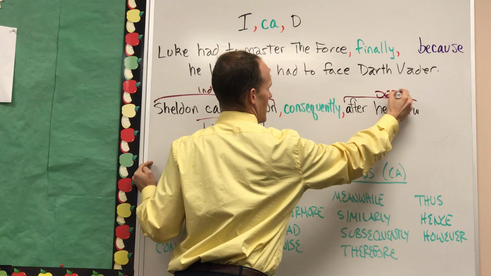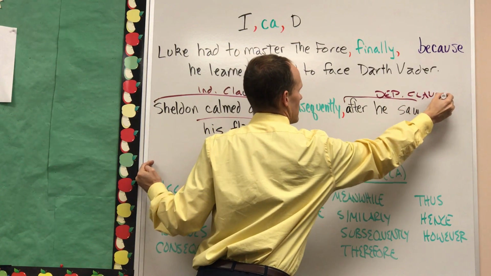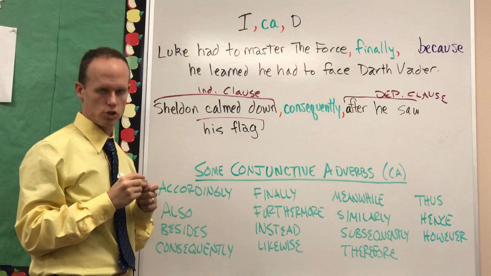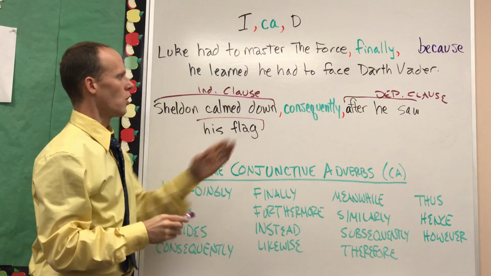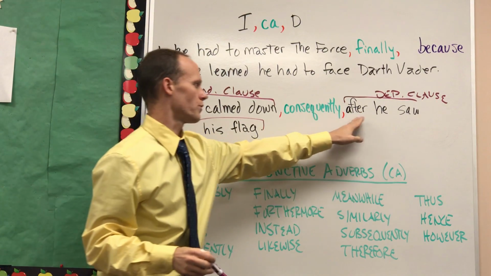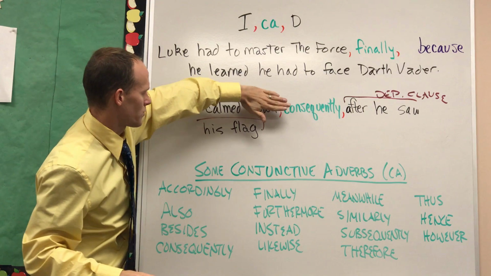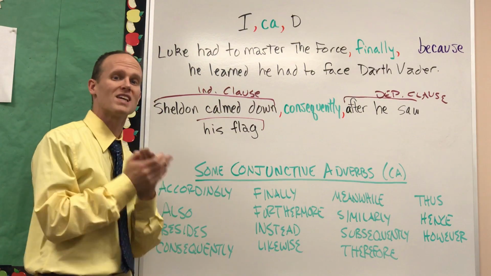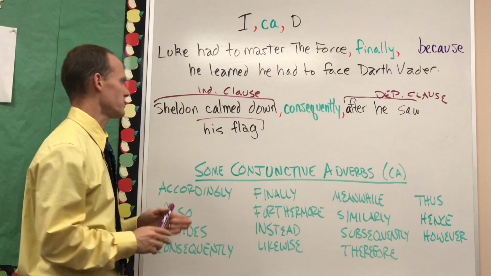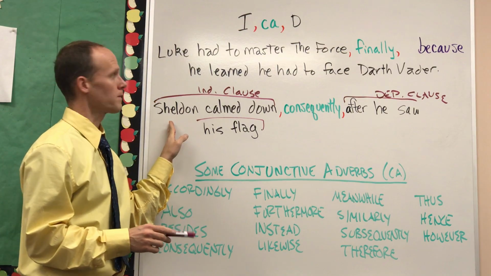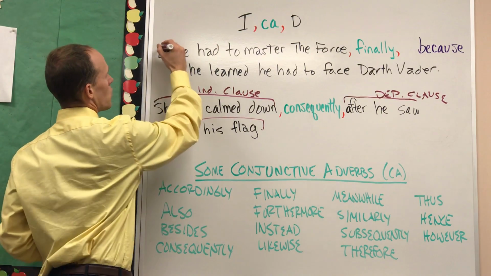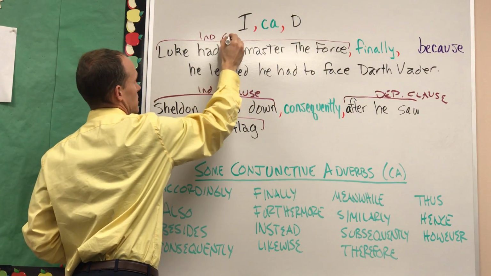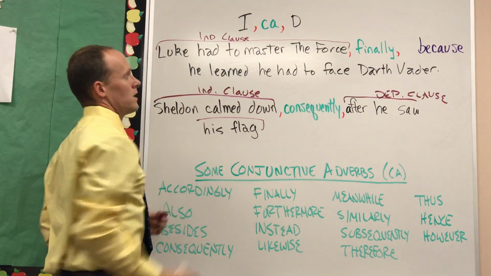And then after this, I have after he saw his flag. This is my dependent clause. It is beginning with after, which is one of those subordinating conjunctions. Okay, so it cannot stand on its own. If I just had covered this up and I said after he saw his flag, it cannot stand on its own. Well, what happened? It's missing a subject. The subject of the sentence is Sheldon, okay? Just like Luke was my subject in this independent clause, all right?